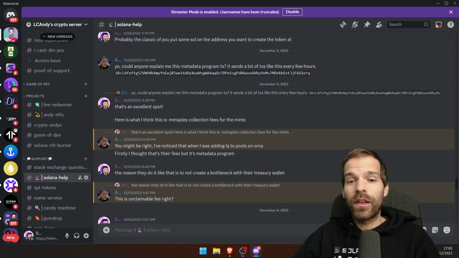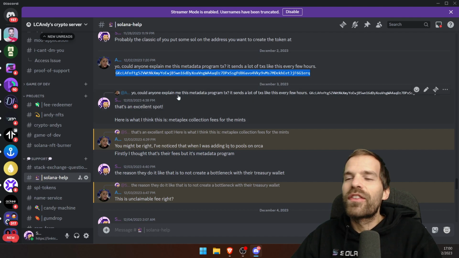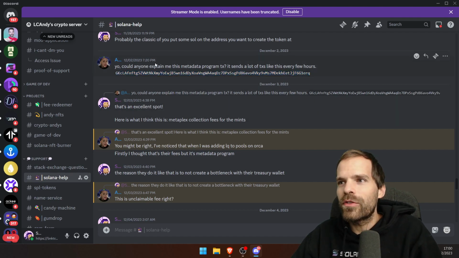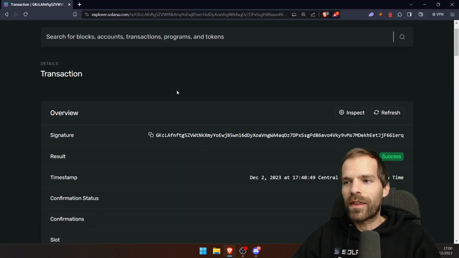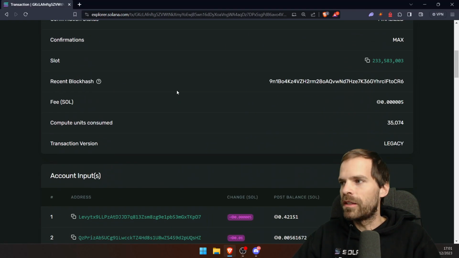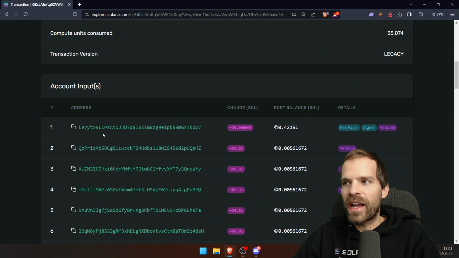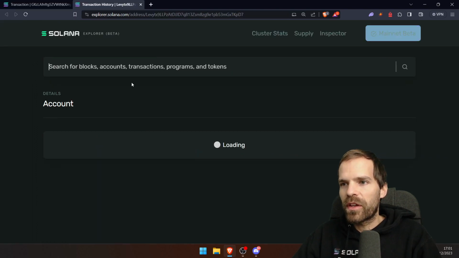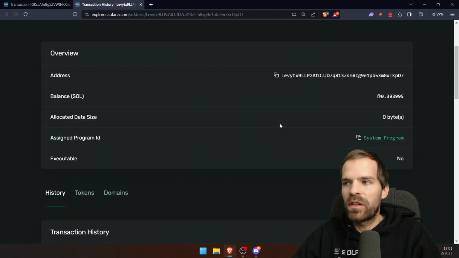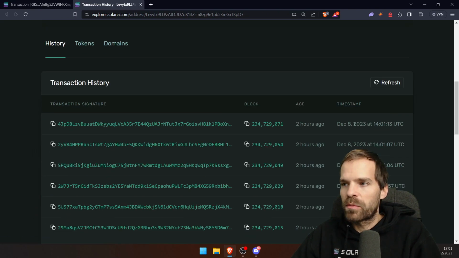Let's go. It all started with somebody asking me on my Discord, hey, what is this transaction? Can you explain to me this metadata program transaction? And this transaction looks like this. What can we see here? There is one signer. Do we know something about that guy? Seems to be a regular wallet address owned by the system program.